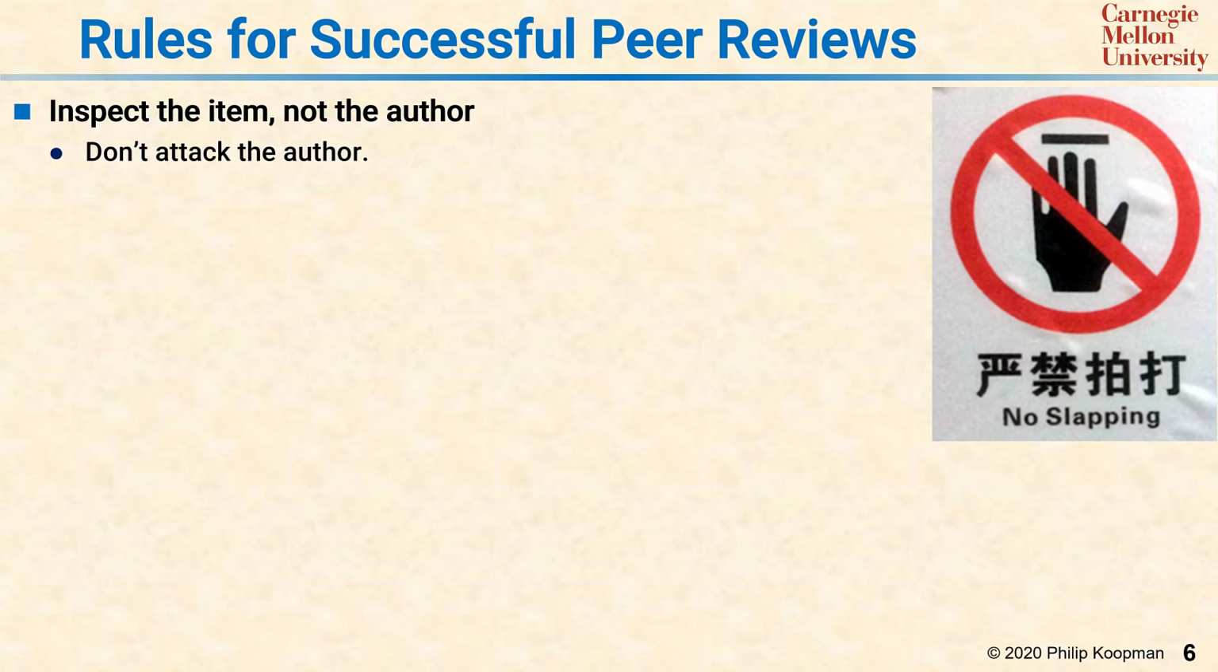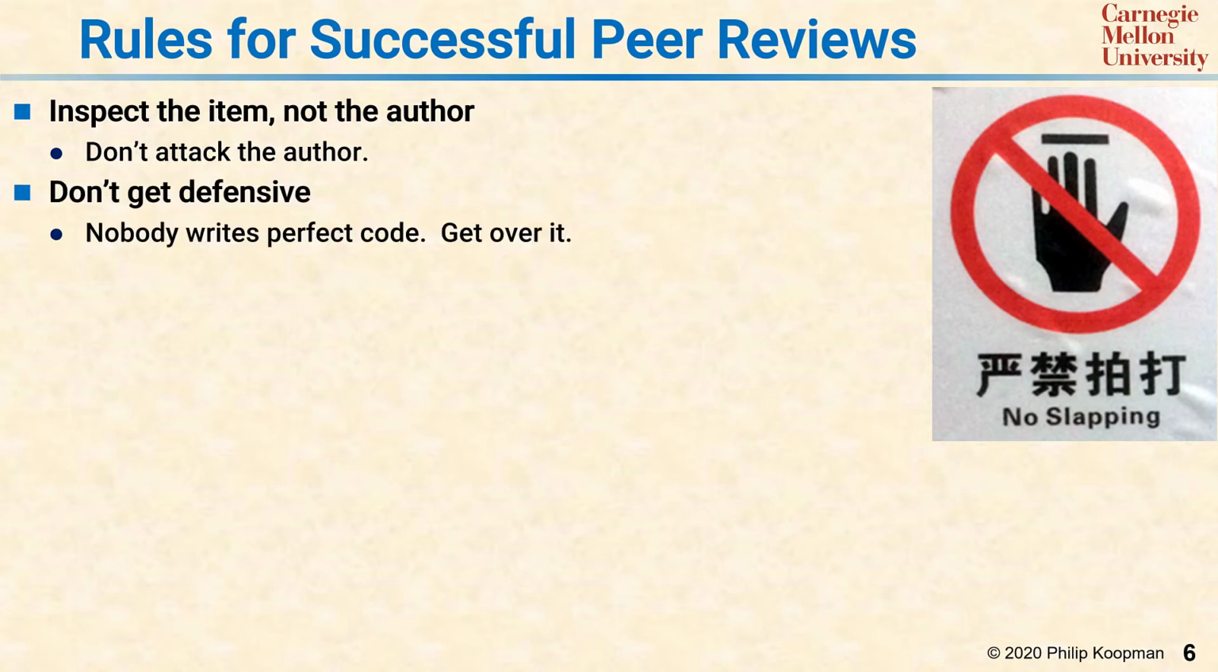For authors, don't get defensive. Nobody writes perfect code. Get over it. If you have trouble getting defensive during a meeting, and we all might feel that way, the best solution is simply to leave the meeting. The author is not supposed to contribute after the initial introduction, so really there's no reason for the author to actually be there. Having the author leave can reduce potential sources of friction, but each team should figure out the best way to handle this dynamic.